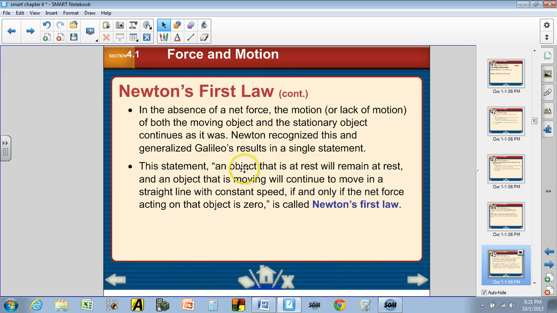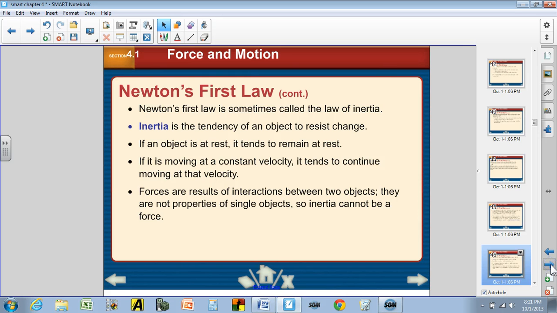Newton recognized this, and Newton then basically said an object at rest will tend to stay at rest, and an object that is moving will continue to move in a straight line at a constant speed if and only if the net force acting on the object is zero. In other words, if there's no net force. And we're going to call that Newton's first law. The first law is also referred to as the law of inertia.